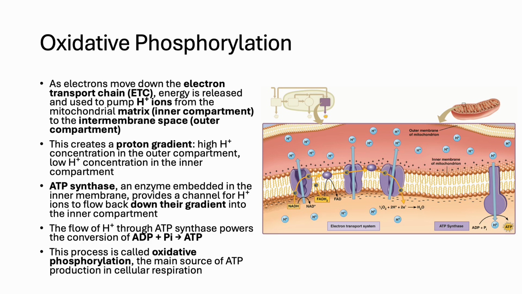Oxidative phosphorylation refers specifically to the process by which ATP synthase uses the proton gradient created by the electron transport chain to generate ATP. As electrons move down the chain, energy pumps hydrogen ions from the matrix into the intermembrane space, producing a steep electrochemical gradient. Protons naturally want to flow back into the matrix, and ATP synthase provides the channels. As hydrogen ions pass through the enzyme, it harnesses their kinetic energy to phosphorylate ADP, forming ATP. This process is extraordinarily efficient and accounts for the bulk of ATP generated during respiration.